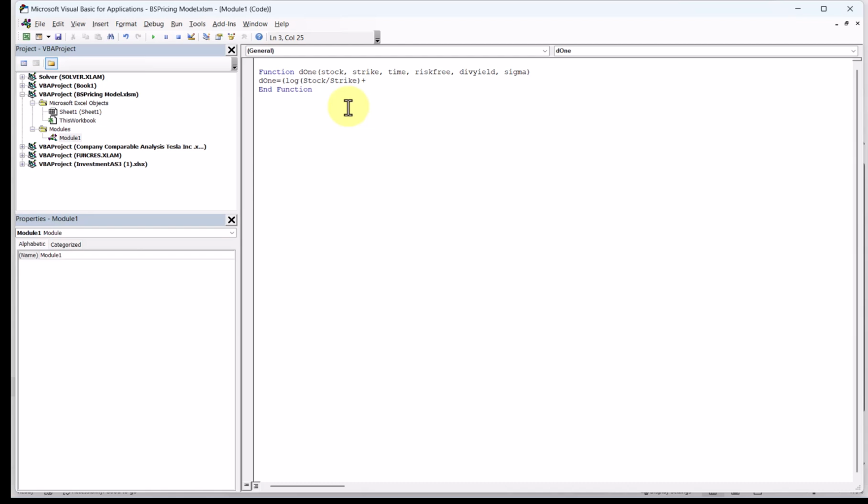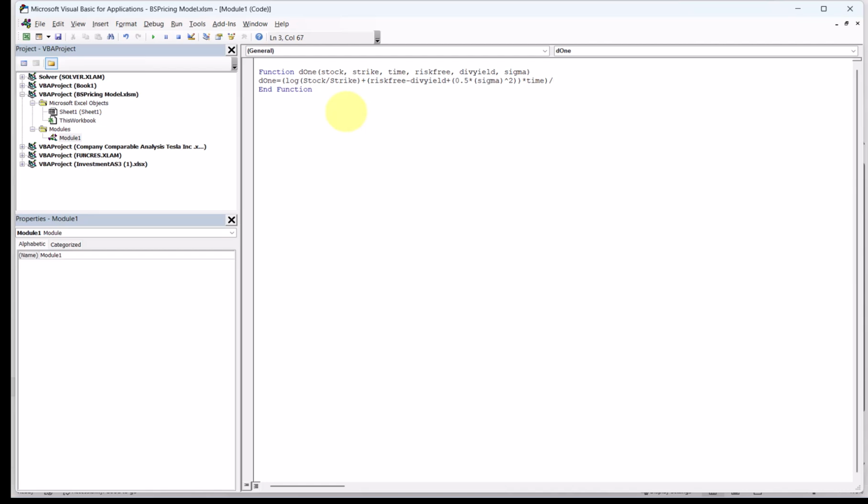So we'll put in here D1 is equal to, open parentheses, log, so we're taking the natural log here, of the stock price divided by the strike price, plus, open parentheses, risk-free, minus the dividend yield, plus open parentheses 0.5 multiplied by sigma, close parentheses there, squared, close parentheses again, and then multiply that by time, close parentheses.